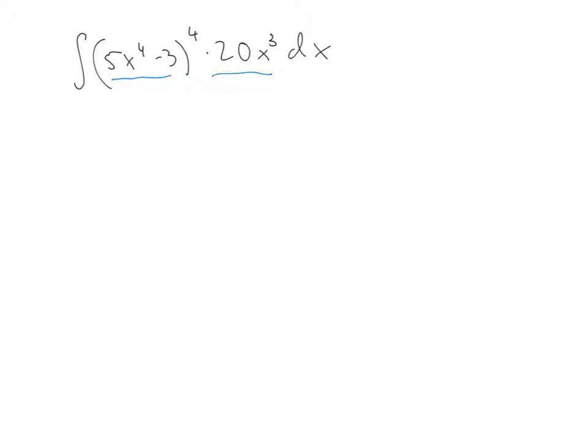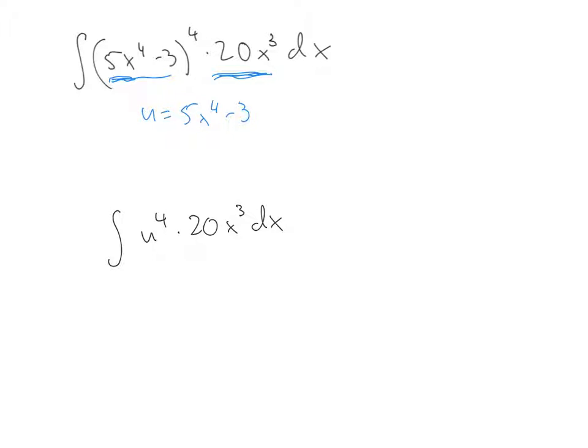antiderivative or a derivative in your head, and the derivative of 5x to the fourth is going to be 20x cubed. And you know, hey, that's going to be a nice cancellation there. And let's see if that works out. So if u is equal to 5x to the fourth minus 3, then I can rewrite this as the integral of u to the fourth times 20x cubed dx.